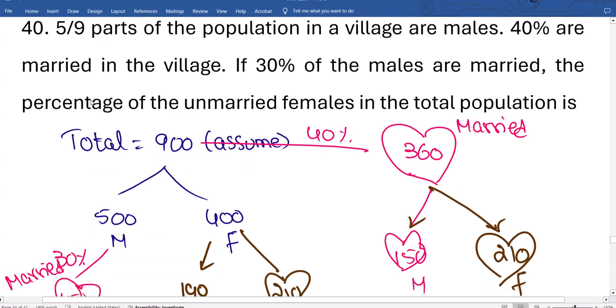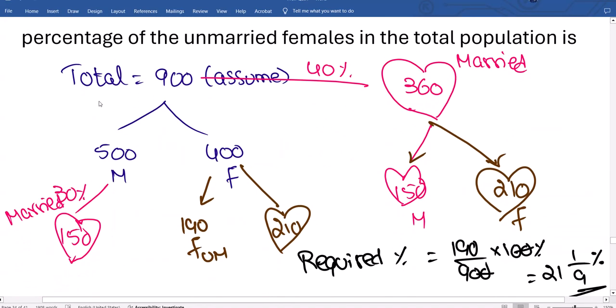Sir, if total is 9,000, what will happen? My dear friend, if total is 9,000, male will become 5,000, female 4,000, and unmarried female will be 1,900, total will be 9,000. While dividing, the extra zeros will cancel. There is no effect on the percentage. Here 1,900 divided by 9,000, those things will get cancelled. The percentage will not be disturbed. So don't worry, whatever value you assume is fine. But preferably assume a multiple of 9, or else the calculation will be a bit clumsy.